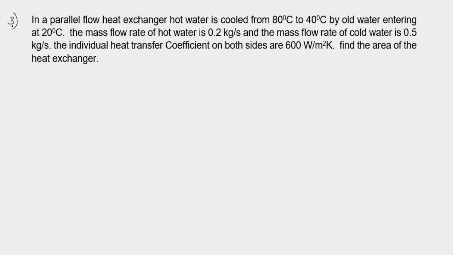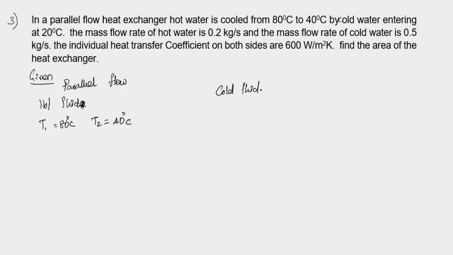In this problem, we have a parallel flow heat exchanger, so just write straight away, given it is a parallel flow heat exchanger. Hot water is cooled from 80 degrees Celsius to 40 degrees Celsius. So write hot fluid: the inlet temperature of the hot fluid is T1 equal to 80 degrees Celsius and T2, the exit temperature, is 40 degrees Celsius. The cold water enters at 20 degrees Celsius. So write cold fluid: the cold fluid entering temperature is 20 degrees Celsius.